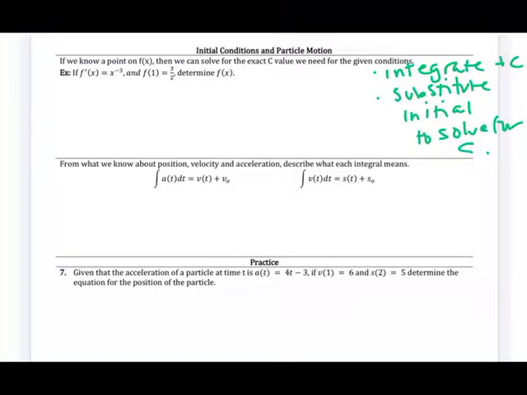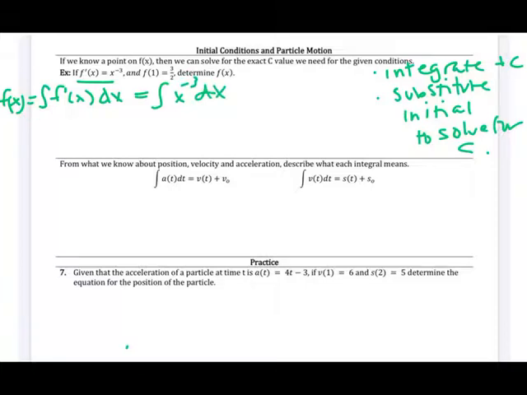If I want to know the original function and I'm given a derivative, what I'm going to do is integrate that derivative. So I'm going to take the integral of f prime of x dx. This is going to give me my original function f. So f of x is going to equal that integral. So I'm going to integrate x to the negative 3rd power dx. I'm going to add 1 to the exponent and divide by that exponent. That gives me x to the negative 2nd divided by negative 2, or negative x to the negative 2nd divided by 2 plus c. That is my f of x.